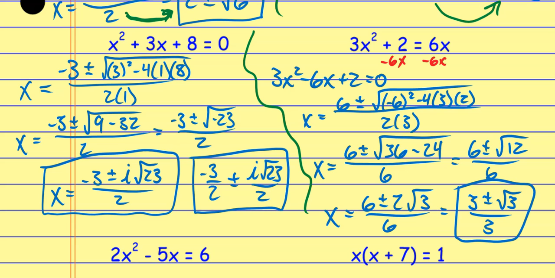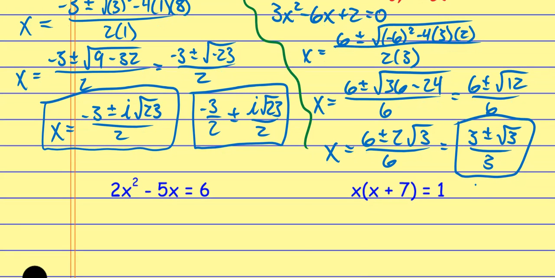Or if you completely split it up, you would do 6 divided by 6 and get 1. And then you would do the 2 over the 6 and get 1/3. So if you wrote your answer as 1 plus or minus root 3 over 3, that would also be an acceptable answer. That's what you would get if you literally split these up into 6 over 6 and then 2 root 3 over 6. And again, that is a great way to do this if you're worried about forgetting to reduce it all the way.